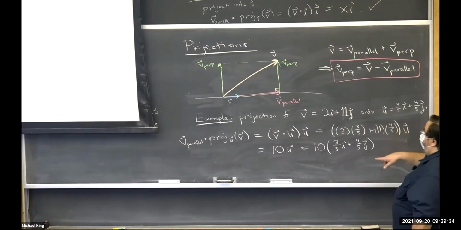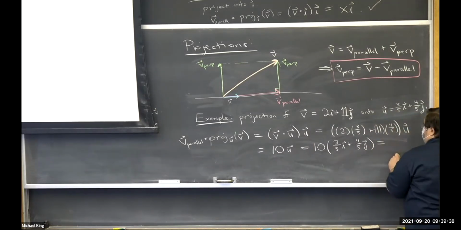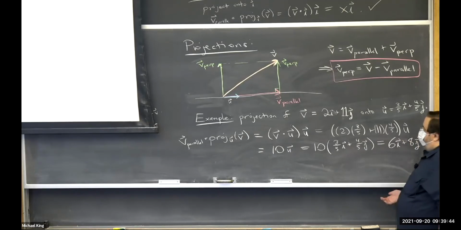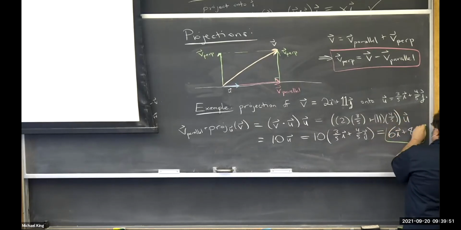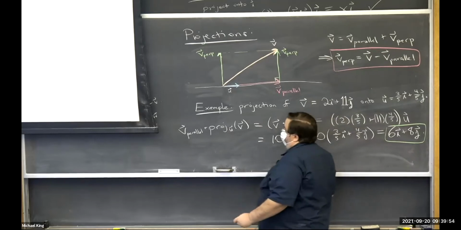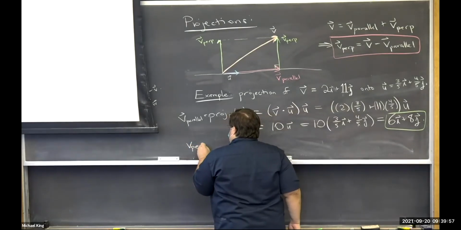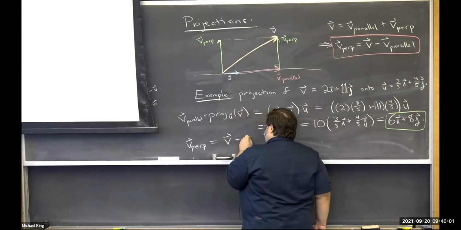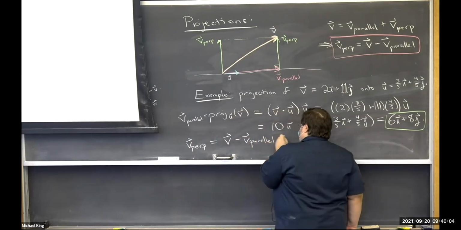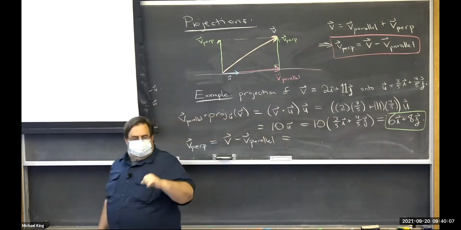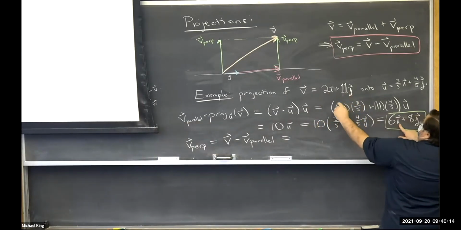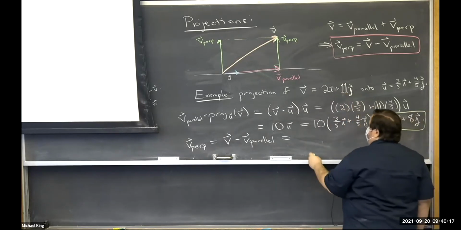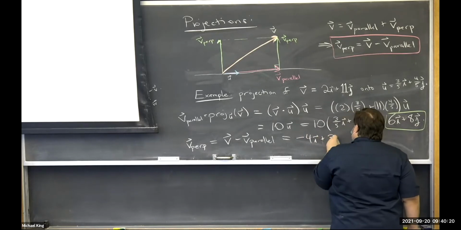Actually, if you're going to do the V perp thing, it's nice to write this out in components. And that's what? You guys get 6i plus 8j. Great. So that's what the projection is, and that is a multiple of this, right? And then what's the perpendicular? What did people get for the perpendicular vector? What did somebody get? Yeah. So we do this minus this, 2 minus 6, 11 minus 8: negative 4i plus 3j.